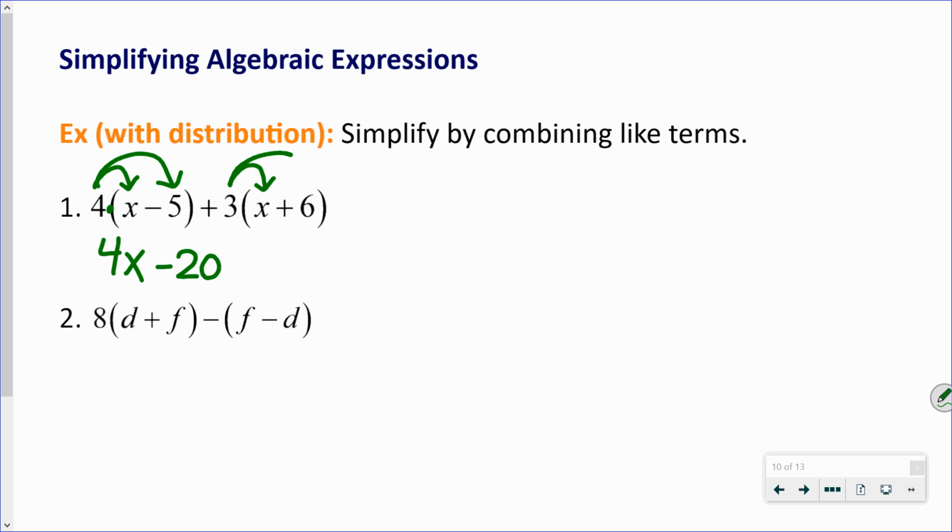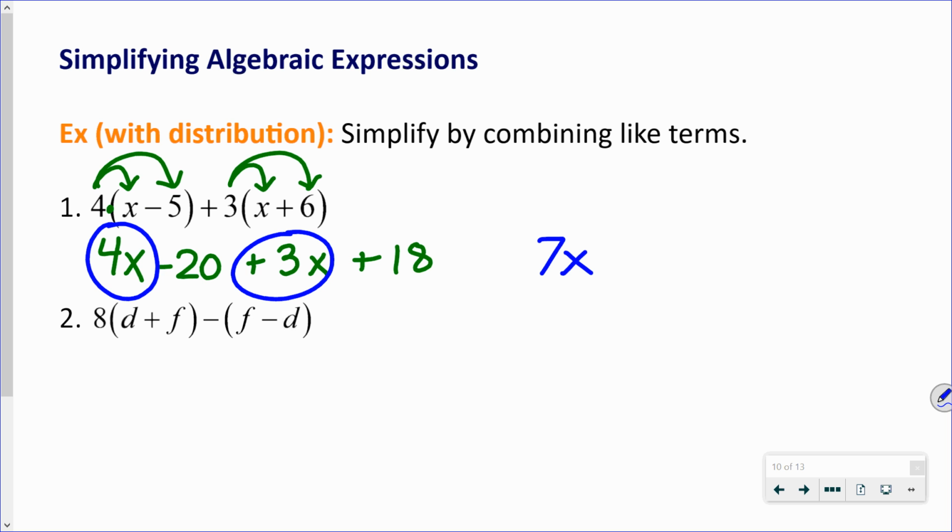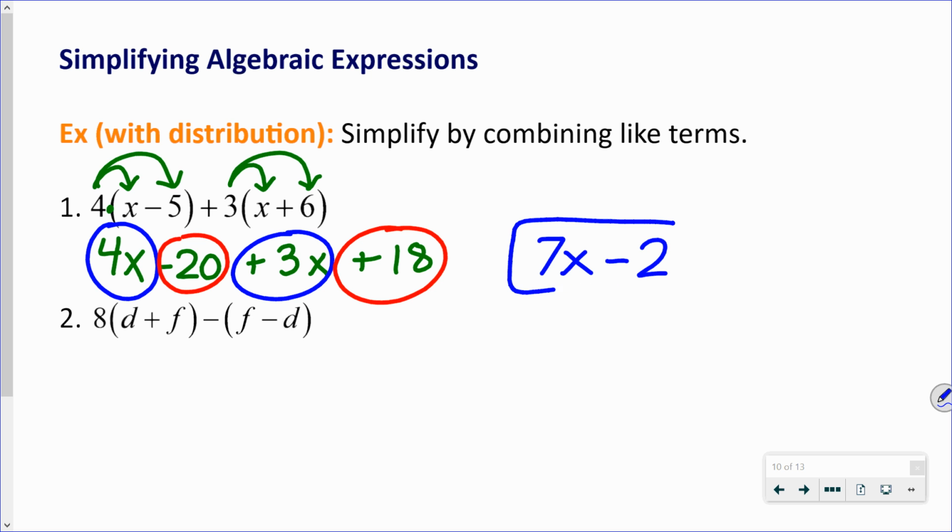Over here I have a 3 that is getting distributed. It is a positive 3. So I'm going to take 3 multiplied by x, and I'm going to take 3 multiplied by 6. So now I have distributed and gotten rid of the parentheses, but now I have to look for some like terms to combine. So I see that I have a 4x, over here I have a 3x. I'm going to be able to combine those to make 7x. And then here I see I have a minus 20, that's a constant term, and a plus 18. Both are constants, which means I can combine them, and negative 20 plus 18 is a minus 2. And that's as far as I can go with this expression.